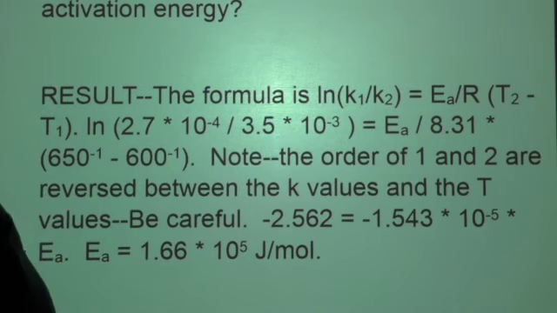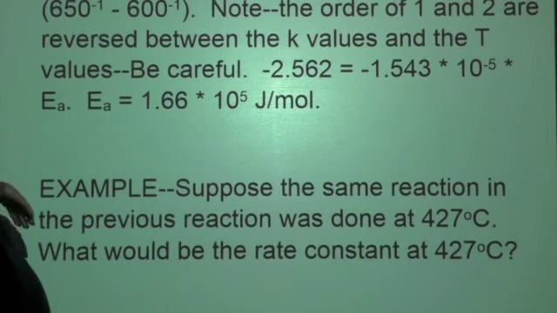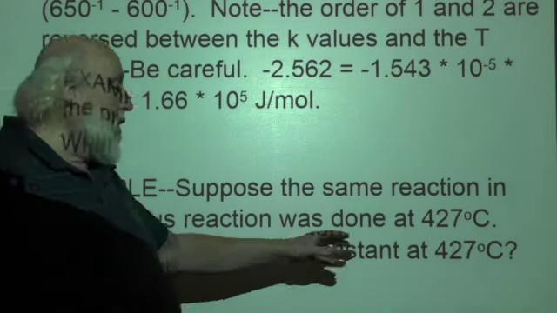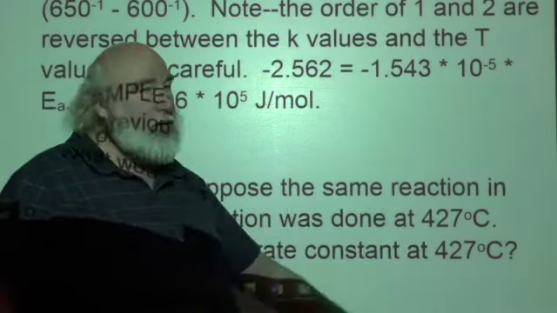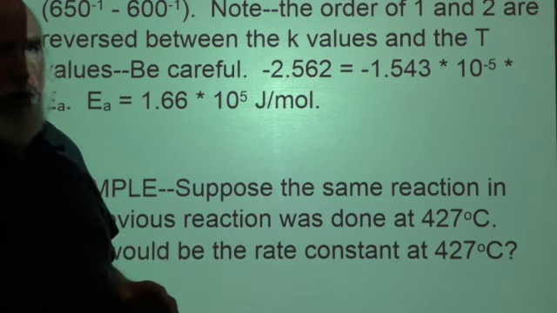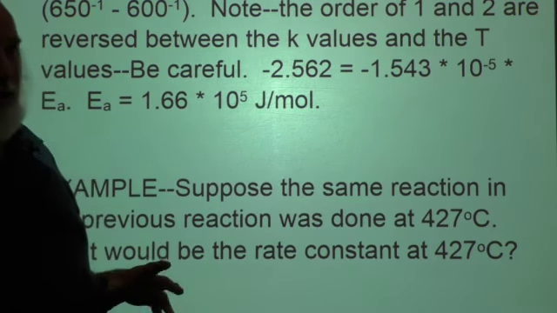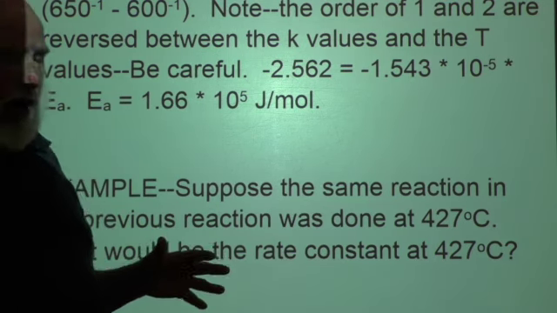Okay? The next one, we're going to do the same reaction, but now we're going to take it up to 427. So we've increased another 50 degrees. We should suspect that it's going to multiply the rate constant by 10 or more than 10, 11 or 12, whatever it was. So let's see.